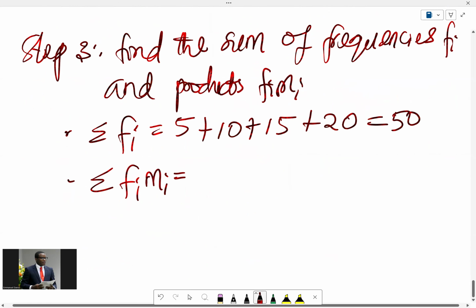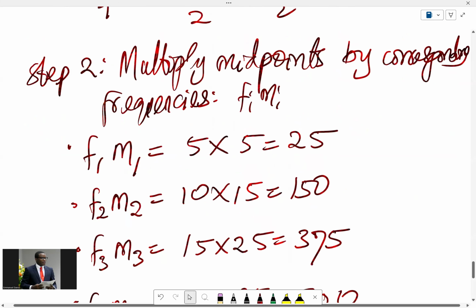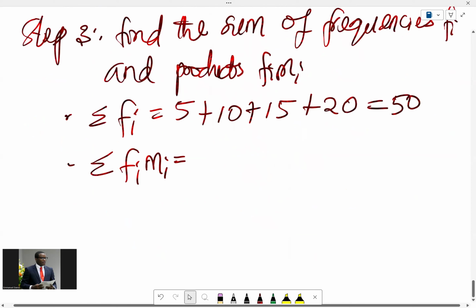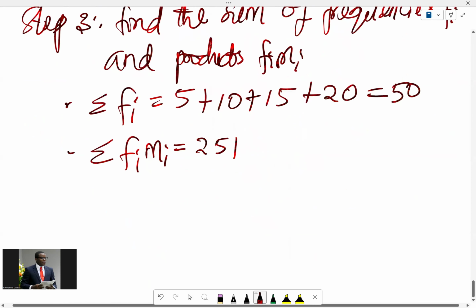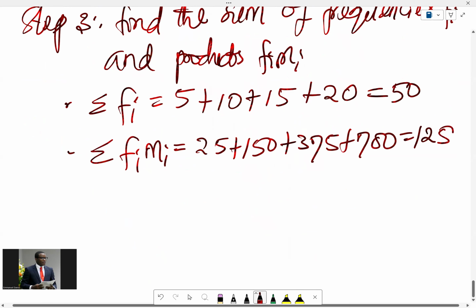Then you have summation of FiMi. In an exam situation, this is not the best way to go. I'm just explaining how you should really behave in the exam. So summation of FiMi would be the values you got, 25, 150, 375, 700. You add up all those, 25 plus 150 plus 375 plus 700, and that is 1,250.